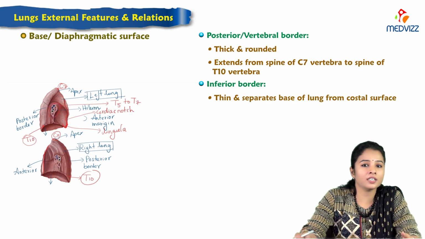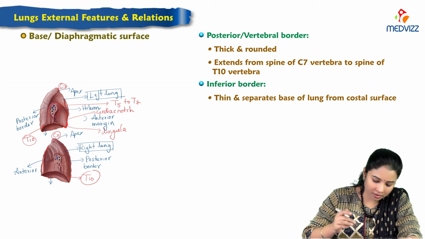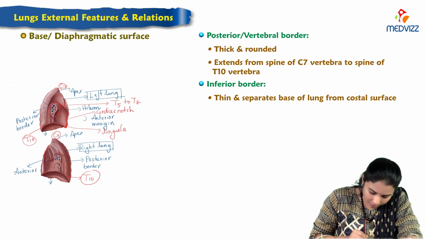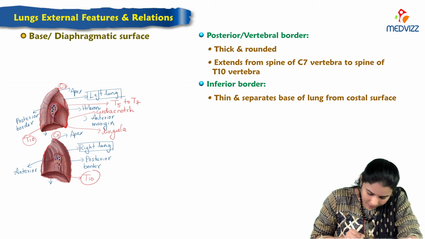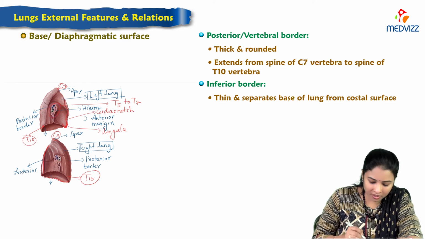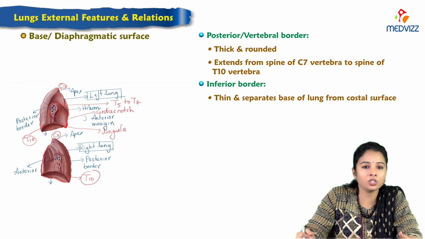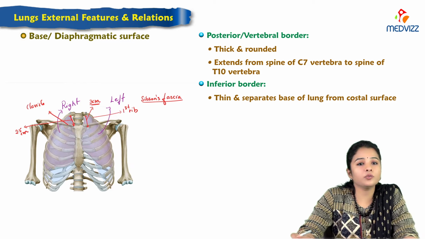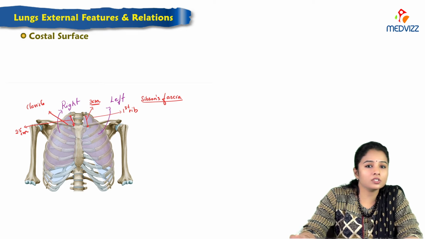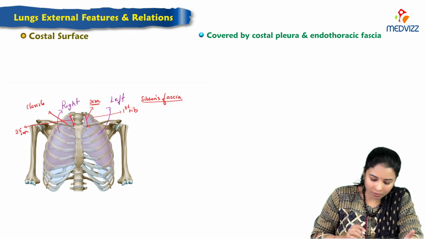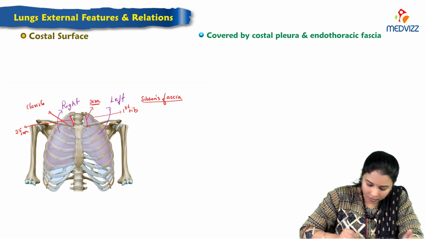So next, about the inferior border. The inferior border is thin and it separates the base of the lung from the costal surface. So this is the inferior border, which separates the base, which we can see here, from the other surface, the costal surface. Next, moving on to the costal surface. The costal surface is covered by the costal pleura. We can see the costal surface anteriorly.